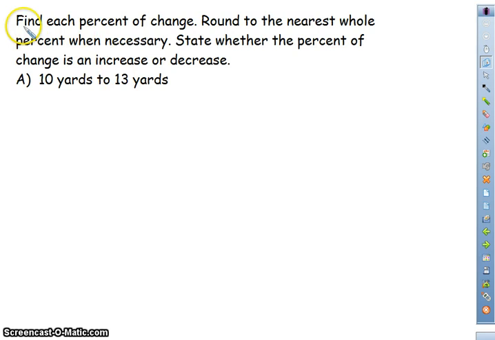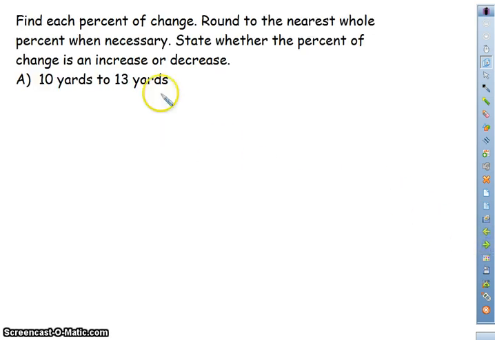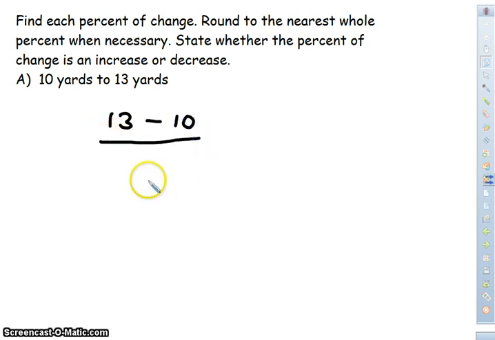Alright, in this particular question it says find each percent of change. Round to the nearest whole percent when necessary. State whether percent of change is an increase or decrease. Now remember, back to our formula, it's the new amount minus the old amount. So my new amount is 13. It went from 10 yards to 13 yards. So it's going to be 13 minus 10 divided by the original amount, which is 10.